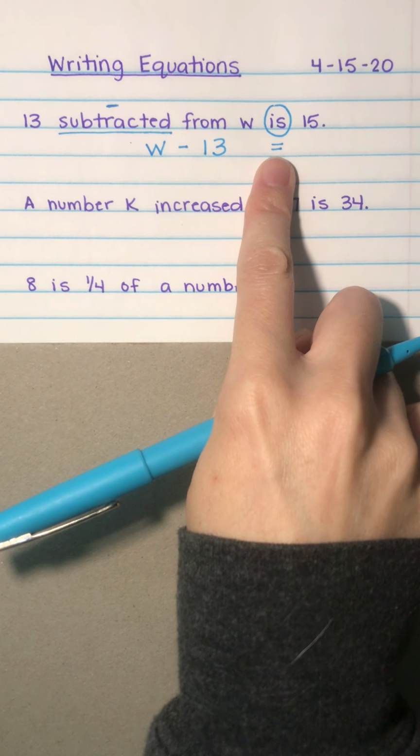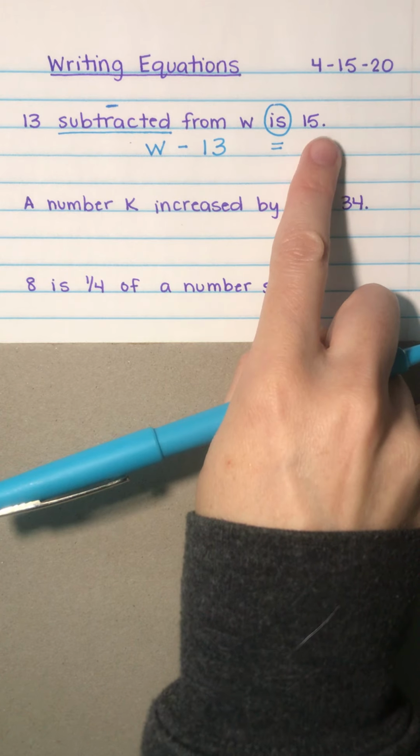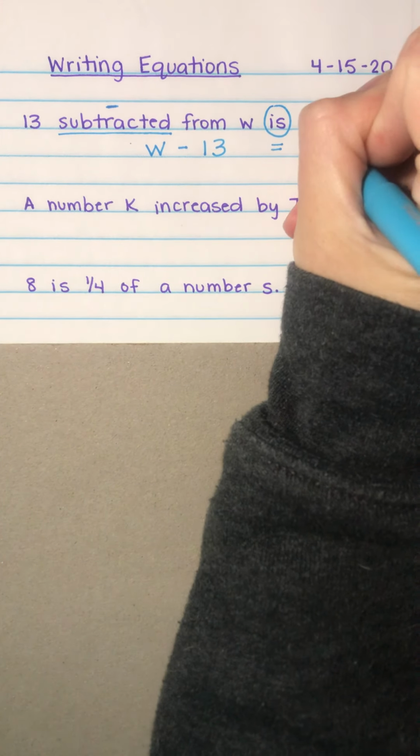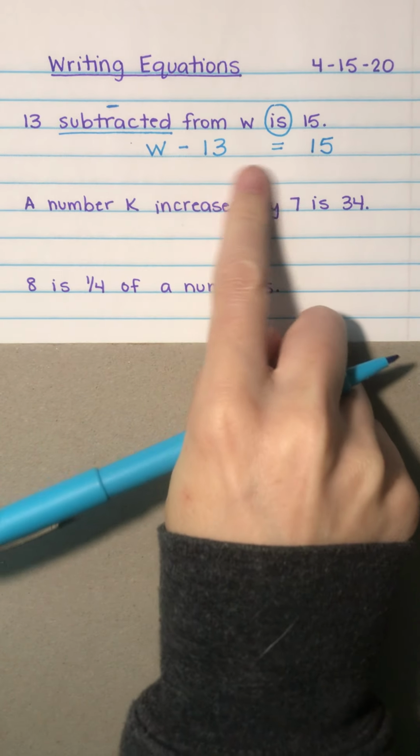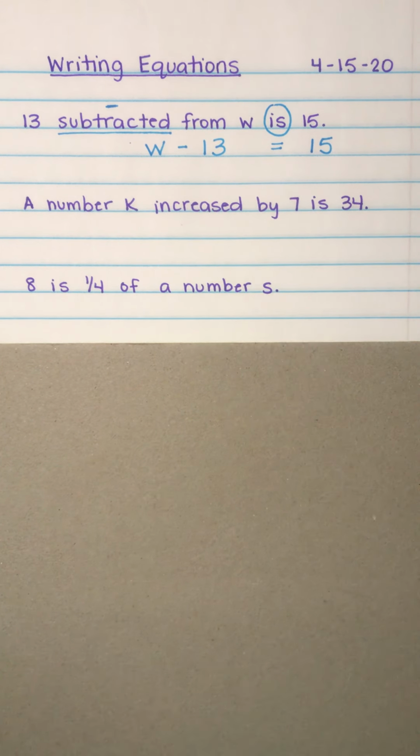So it says that it's going to equal, and if it doesn't say anything else other than a number, that tells me what it's going to equal. So here is my equation now. I've got W minus 13 equals 15. And these are like the ones that you just solved on Monday this week. All right, so let's try another one.